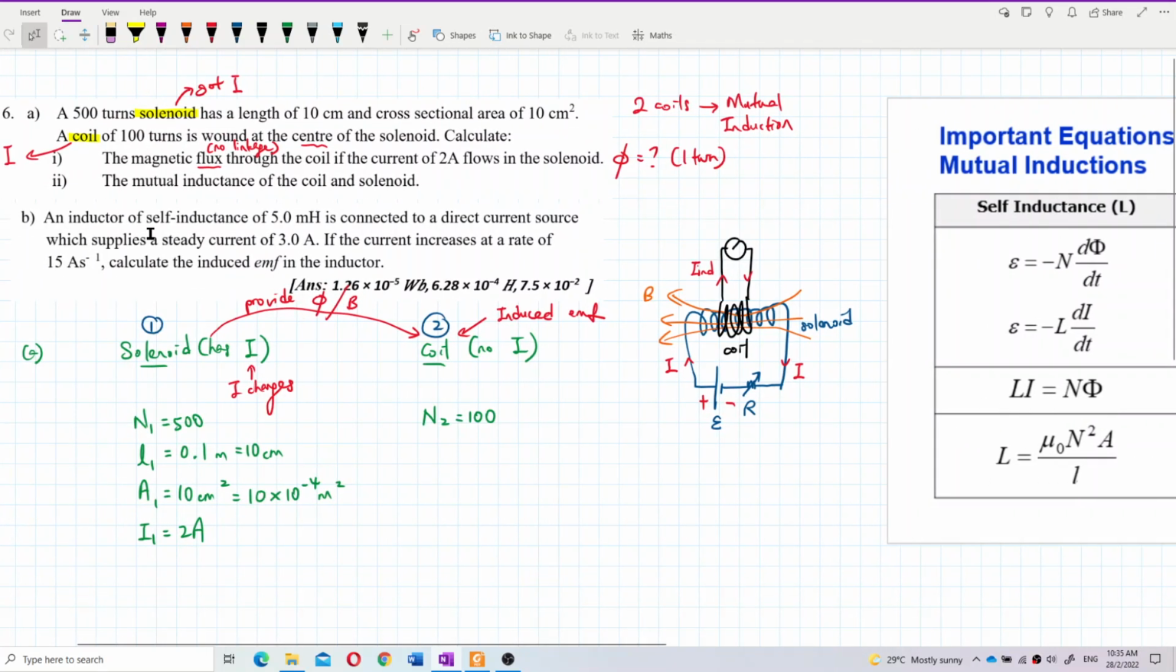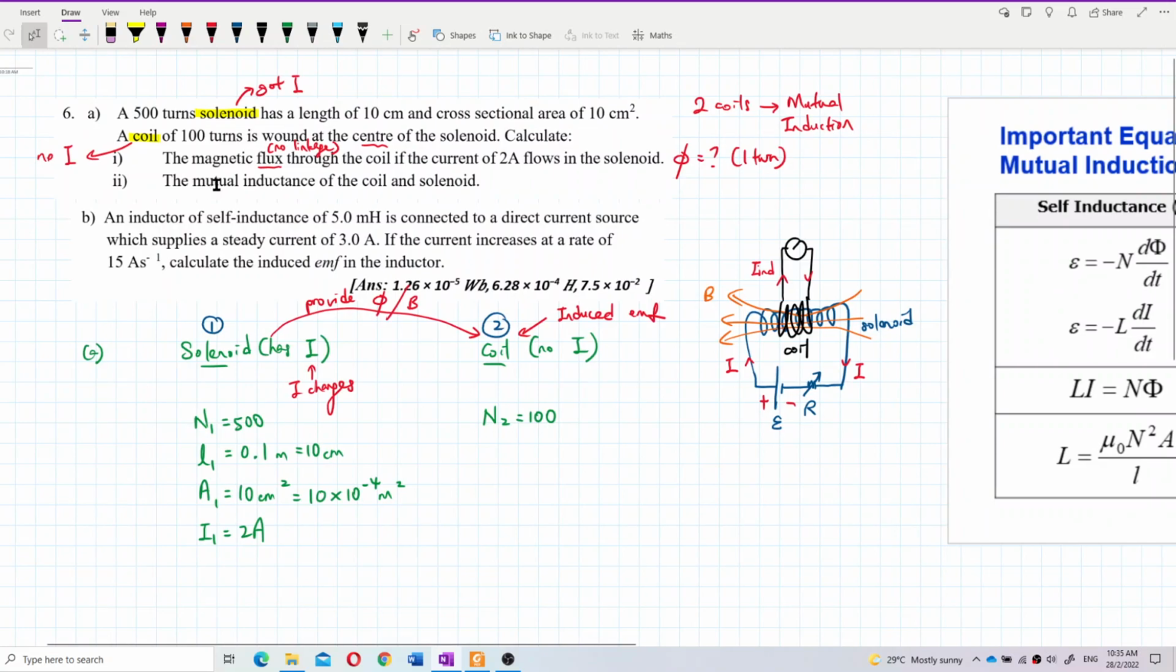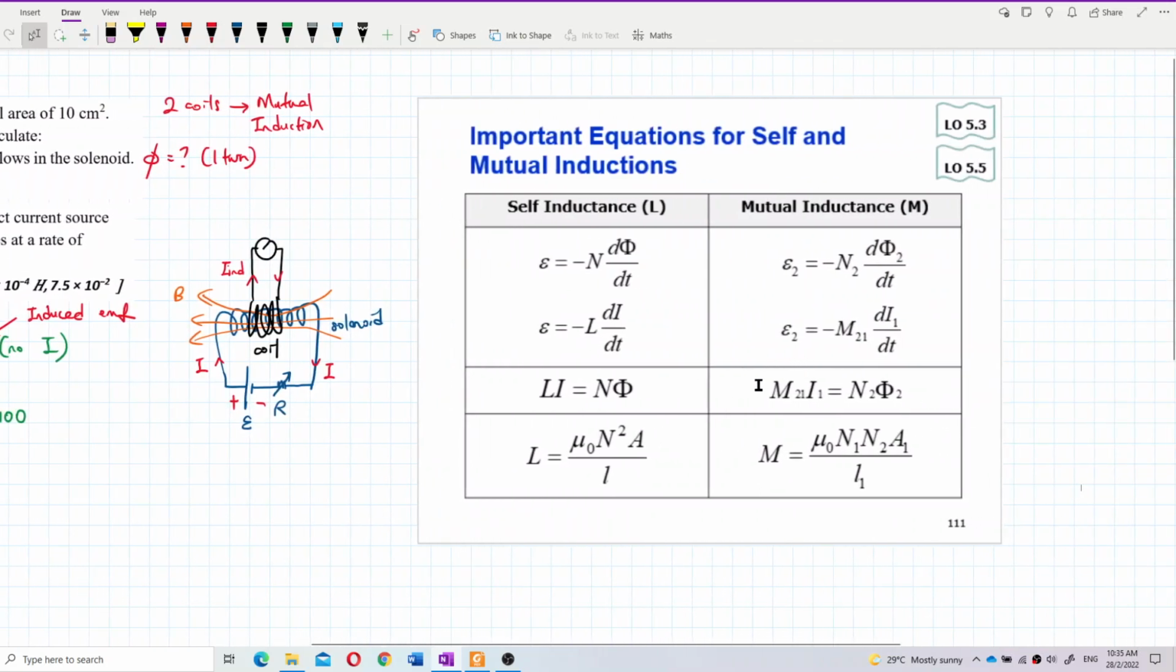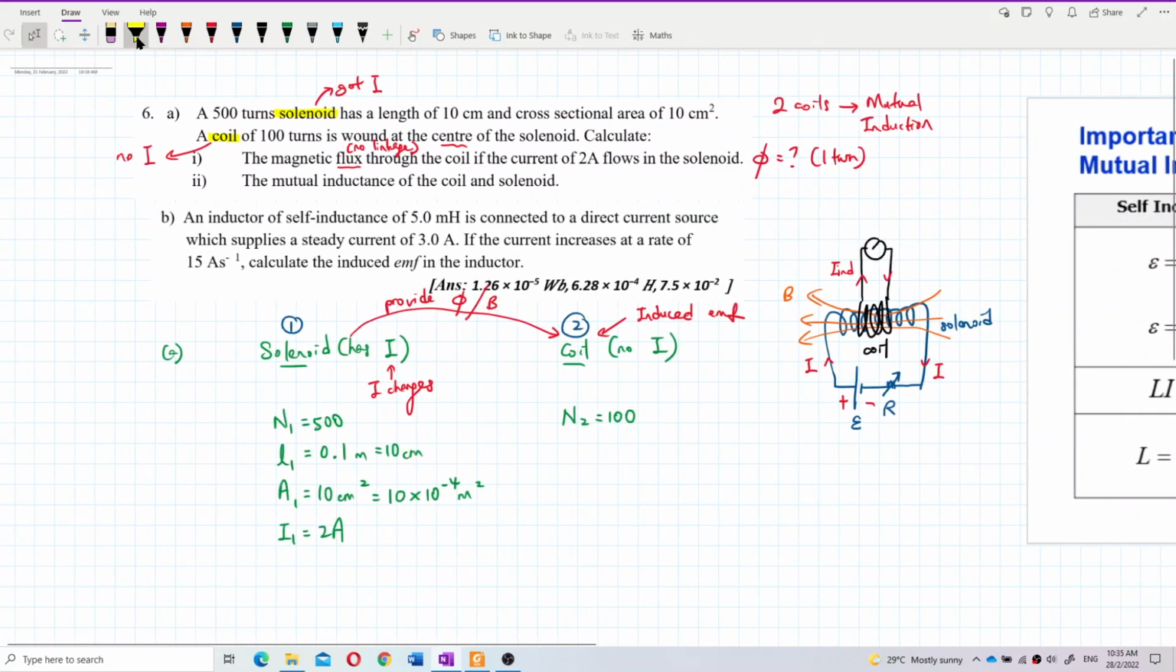Okay, I think we can do question 2 first. Find the mutual inductance first between the coil and the solenoid, and then we return to question 1 and find the magnetic flux, because we need the value of mutual inductance first. Question 2 asked about mutual inductance, which is M. So we do question 2 first.